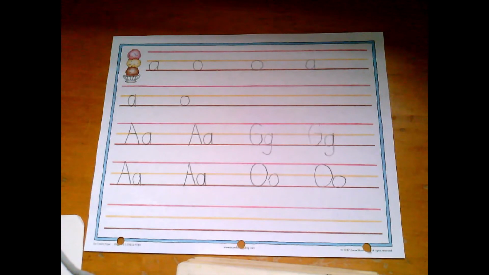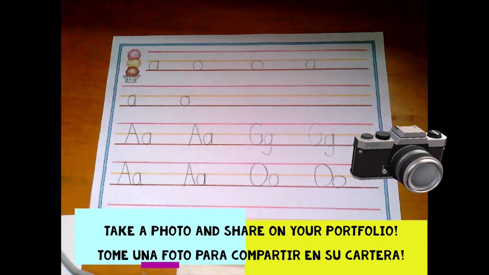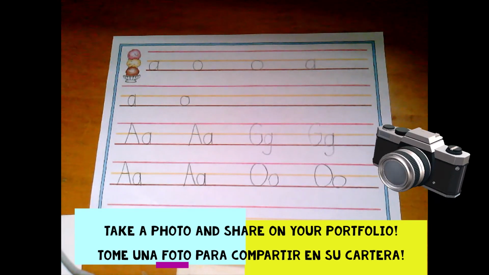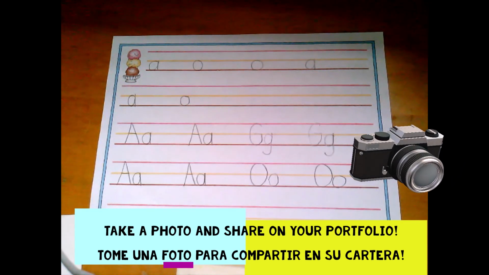Your letters are looking fantastic. Keep taking those pictures and posting them to your portfolio. I'm very happy with all of the handwriting and the hard work that I'm seeing. That's great.